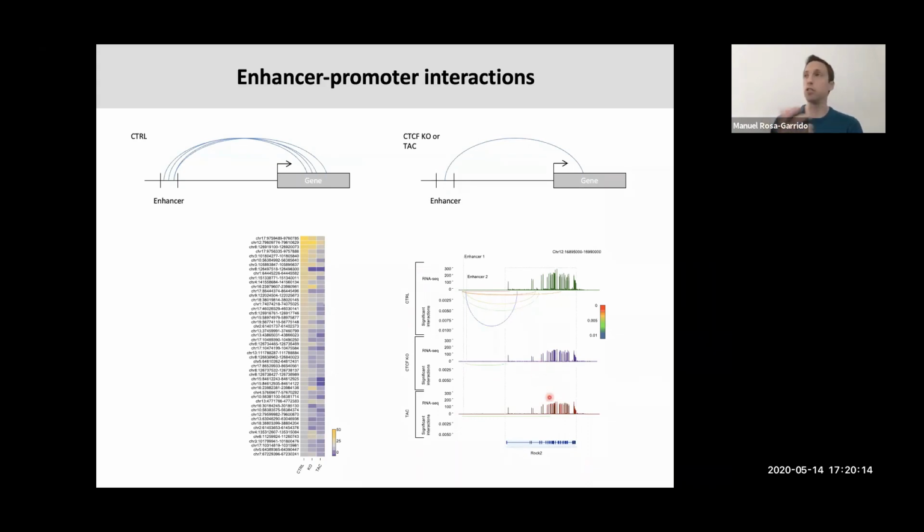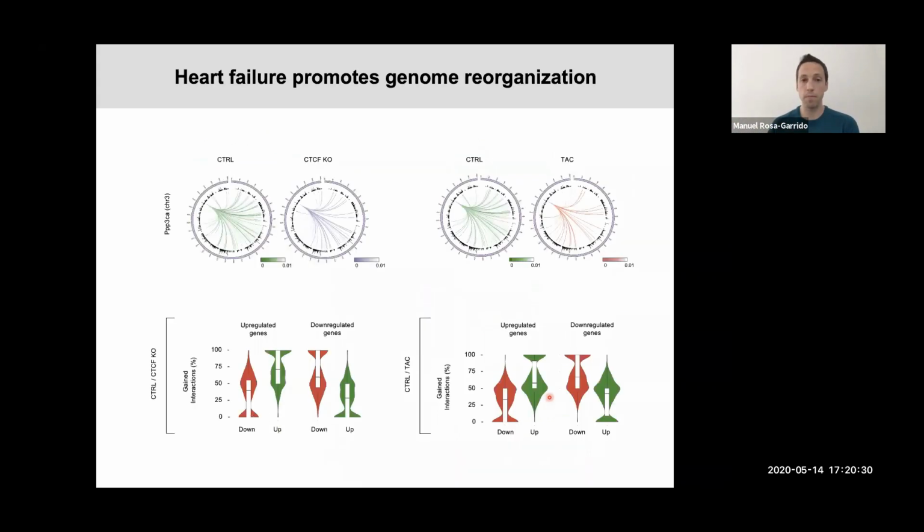So, like I mentioned just before, there is a very good correlation between loss of interaction and change in expression, but in this case, again, the change of expression doesn't go in the same direction all the time. Some of the genes are being upregulated, some of the genes are being downregulated.